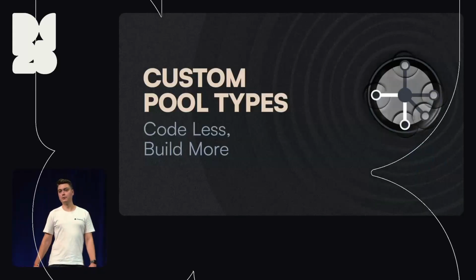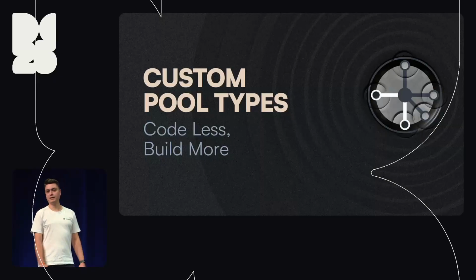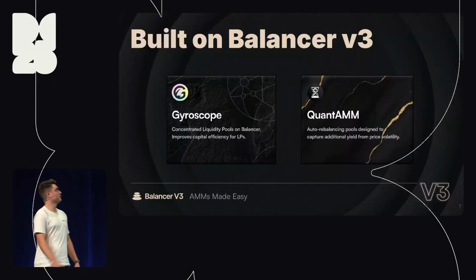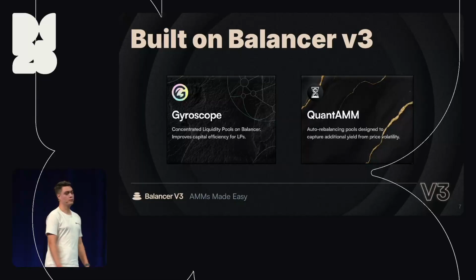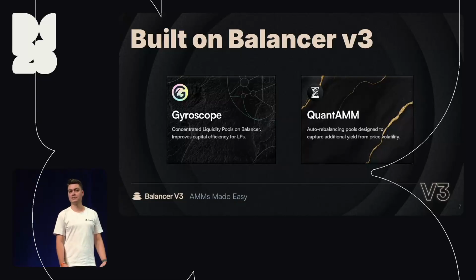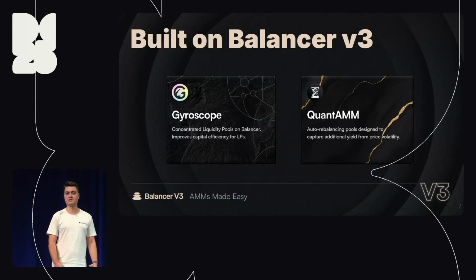Speaking of custom pool types, we launched Balancer V3 last year, in December, and since then we had 2 partners who already launched on Balancer V3. So we had Gyroscope, which are super liquid pools made specifically for stablecoins and yield-bearing assets such as rsETH and other liquid staking tokens of Ether or any other asset, actually.